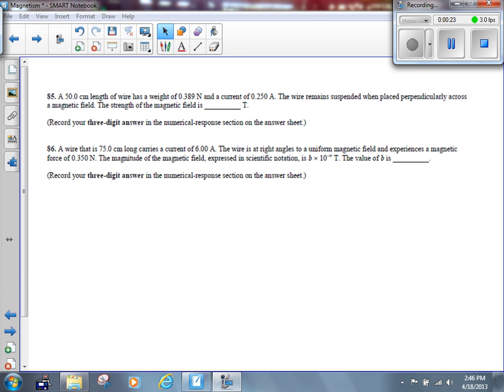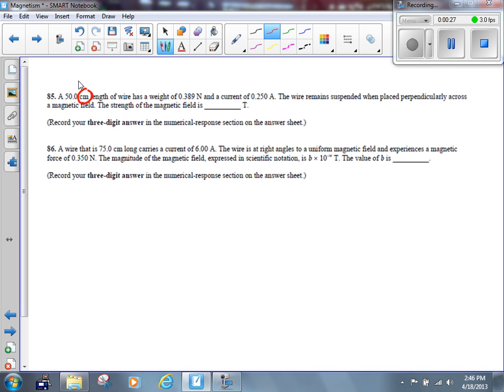First thing we notice when we see question number 85 is this centimeters. We've got to convert that to meters, of course. Let's draw attention to that. We also see the word suspended. That's an important word because when we see the word suspended, we know that we're going to set two forces equal to each other. Which two forces for number 85 do I set equal to each other? Good? Good. The magnetic force and the gravitational force.